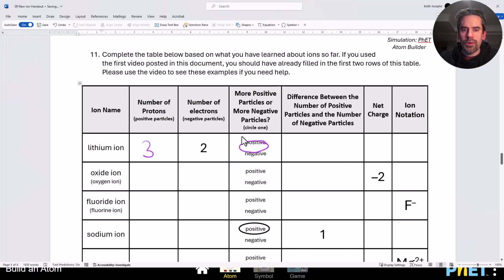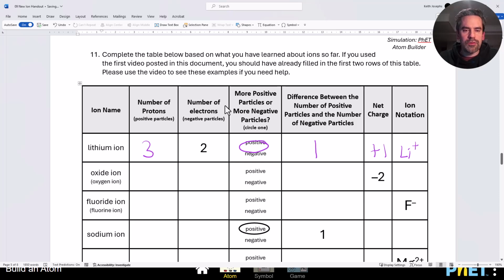Okay? What's the difference between the number of positive particles and the number of negative particles? Well, the difference is only 1. So the net charge is plus 1. And so our ion notation, we're going to use the symbol for lithium, Li, and we're going to just put a plus. We don't have to put a plus 1 for when it's 1, we can just do plus.